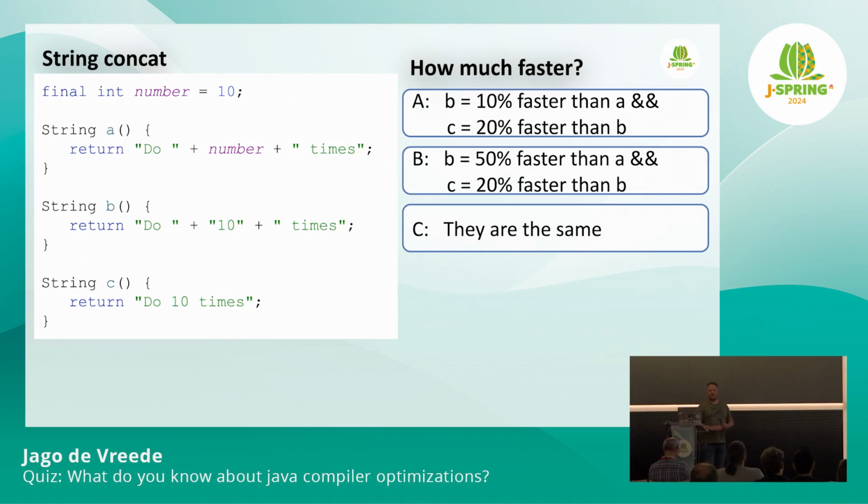So another one, a string concatenation. We have a final int number, which is 10. In A we concatenate the number. Then in B we help the compiler a bit by saying it's a 10, a string, and in C we have a full string. But how much faster is everything? Is B 10% faster than A and C 20% faster than B? Or is B 50% faster than A and C 20% faster than B?